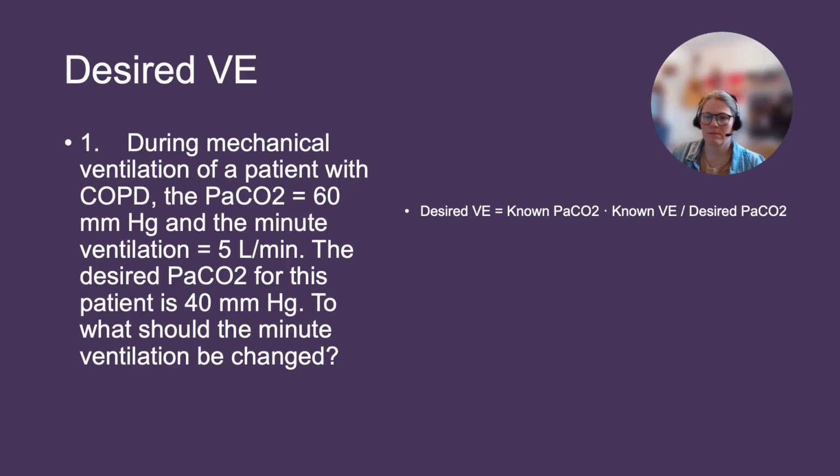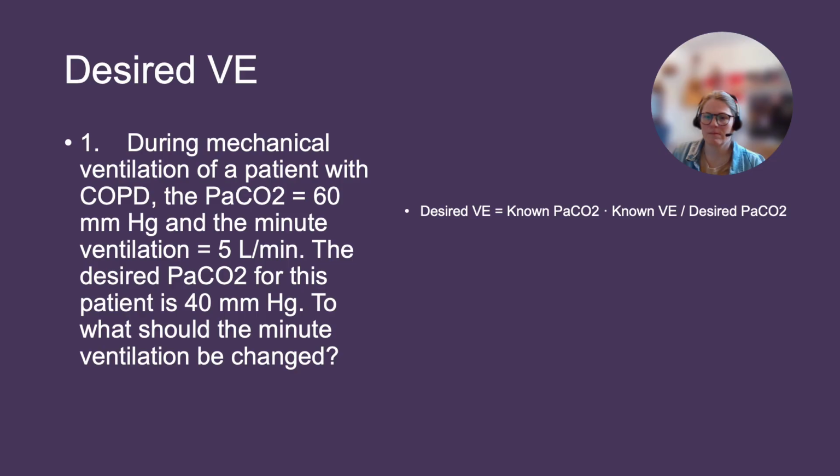All right, guys, we have a desired minute ventilation equation. We may have briefly covered this, but I wanted to make sure we are digging in and getting a little bit more detailed with it. So I'll jump in and start reading this problem. During mechanical ventilation of a patient with COPD, the PaCO2 is 60, minute ventilation is 5. The desired PaCO2 for this patient is 40. To what should the minute ventilation be changed to?